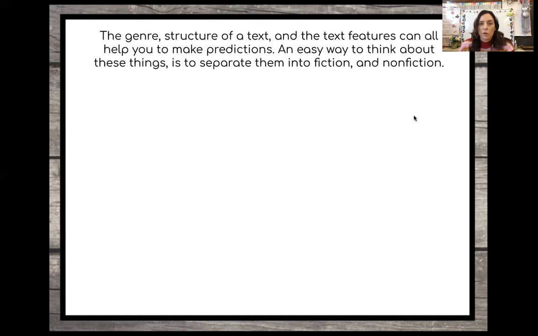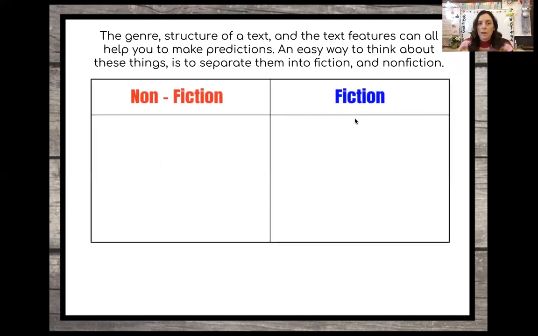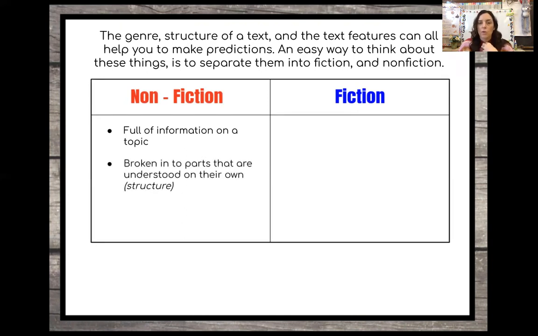The genre, structure of a text, and the text features all can help you make predictions. So an easy way to think about these is to separate them into fiction and nonfiction. When you think about a nonfiction text, you know that it is a text that's full of information on a topic. It has a lot of facts and it doesn't have any opinions. Usually nonfiction texts are broken into parts that are understood on their own. That means you could open up a nonfiction text pretty much to any chapter and be able to read it and understand even if you didn't read what came before it. So that is considered the structure, how this text is actually put together.